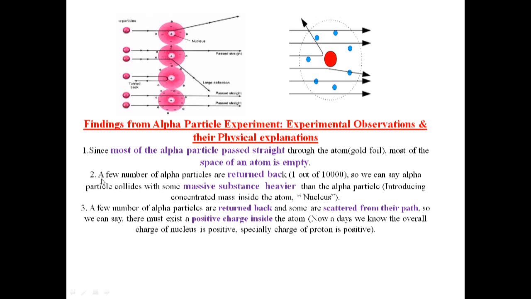And in the second observation, a few alpha particles are returned back. That means, just try to see in the third atom, this alpha particle has just turned back. We can say the alpha particle collides with some massive substance heavier than the alpha particle. Today, as we know, the nucleus is quite heavy with respect to the overall mass distribution of the atom. And he introduced the idea of the nucleus.